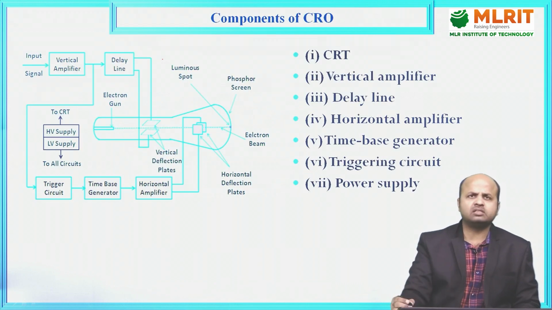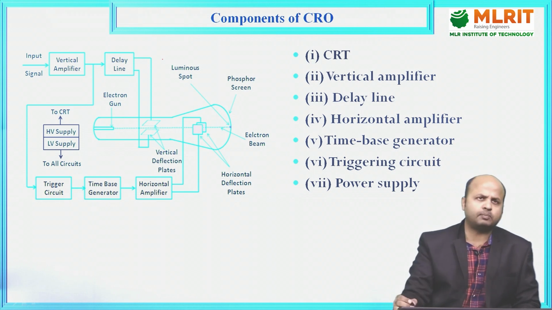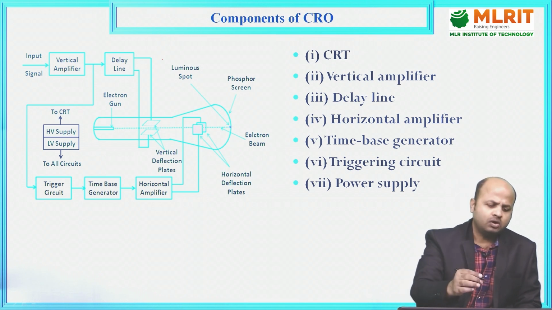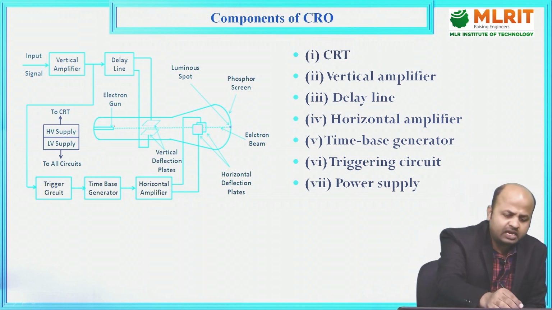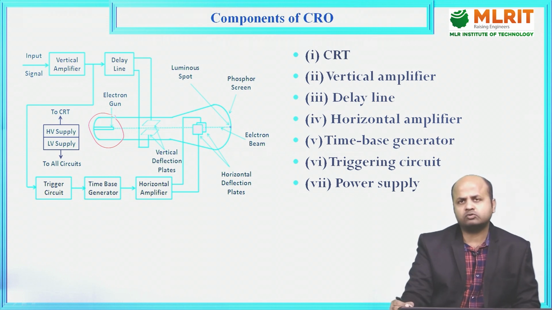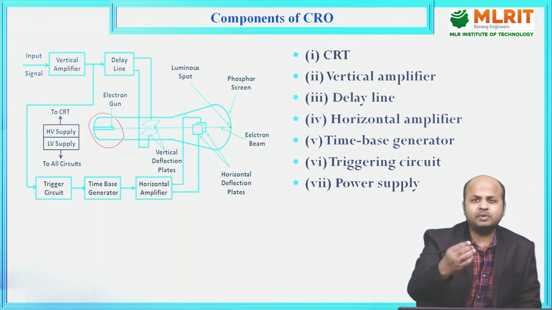Here we will see the different components required in CRO. In detail it is given in the block diagram. What are the main components of a CRO? Here we can see that one electron gun is there. And what is the use of electron gun? As the name suggests, it is an electron gun. It will emit the electrons. So, how does it emit the electrons?